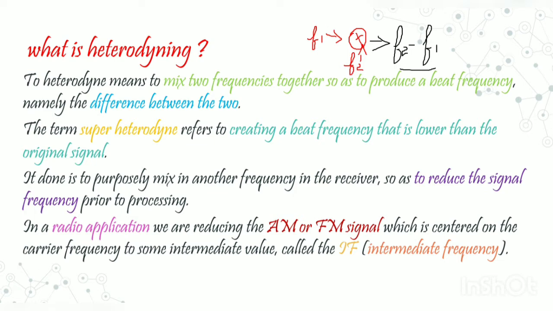And now coming to the term superheterodyne. This superheterodyne refers to creating a beat frequency that is lower than the original signal. And why is it done? It is purposefully done to reduce the signal frequency prior to processing. In a radio application, we are reducing the AM or FM signal, which is centered on the carrier frequency, to some intermediate value called the intermediate frequency, that is IF.